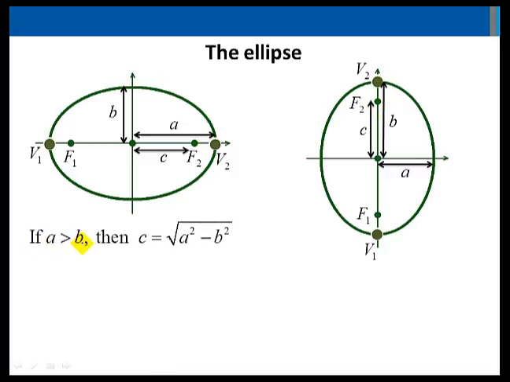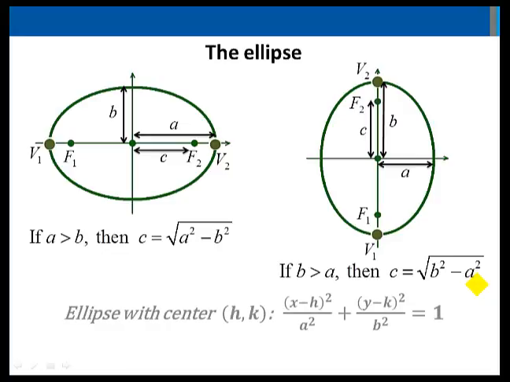If A is greater than B, as in the first case here, then C will be equal to the square root of A squared minus B squared. If B is greater than A, then C will be equal to the square root of B squared minus A squared. And our equation for an ellipse with center (h, k) is (x minus h) squared over a squared plus (y minus k) squared over b squared equals 1. Note that whether the ellipse is longer in the vertical or horizontal direction, the major axis passes through the foci and the vertices.